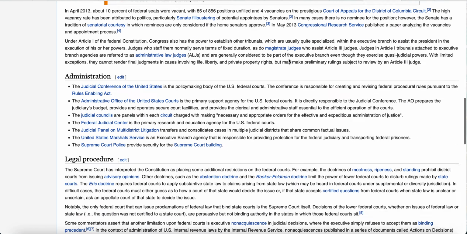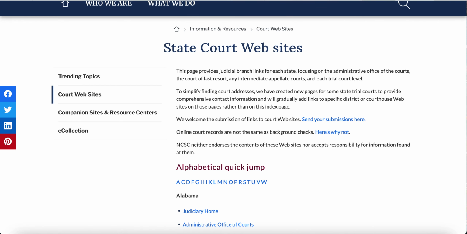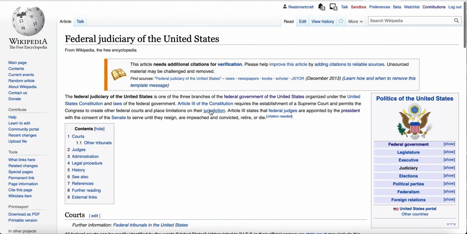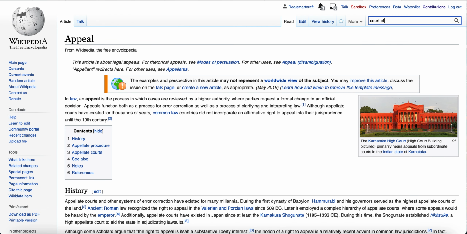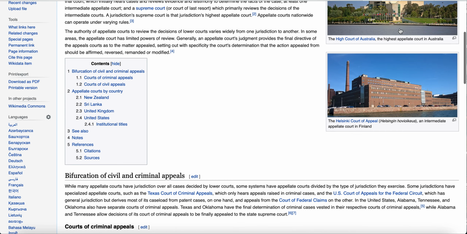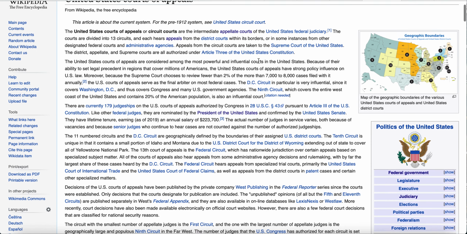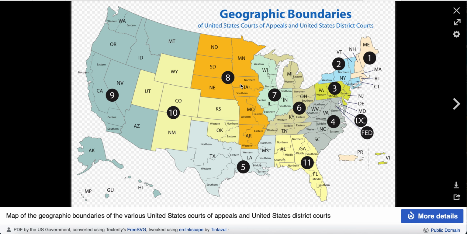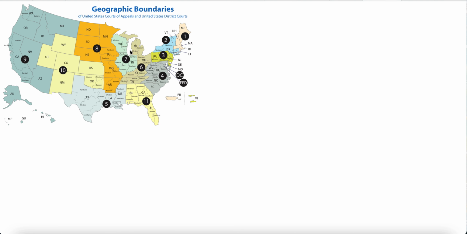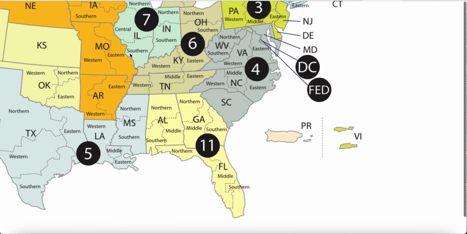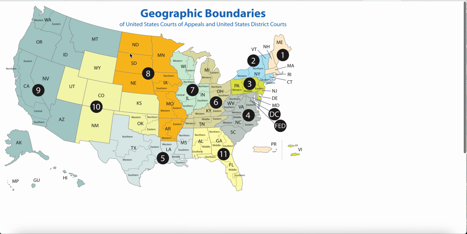Also with the federal judiciary, in terms of the appeals court, no, this is not the Court of Appeals. There are multiple districts for the appeals court. If we go to the United States Court of Appeals, you can see on the U.S. map that there are different parts. There are multiple Courts of Appeals. It's not just one. The Supreme Court is the highest court of the land, but for the Court of Appeals, there are multiple versions of them.